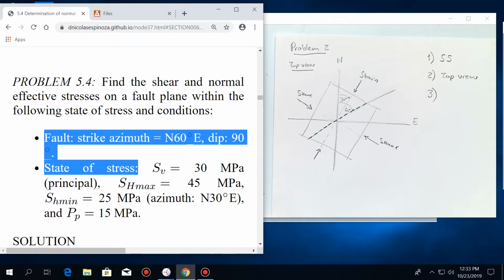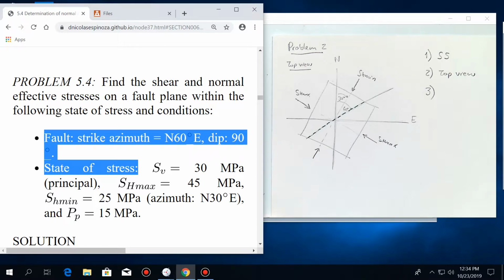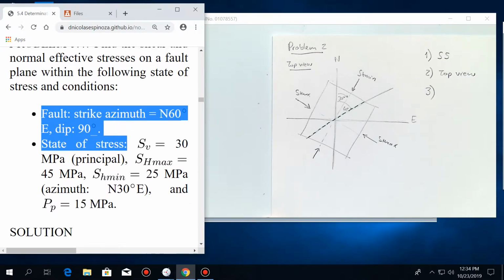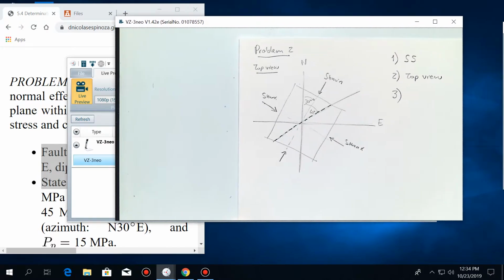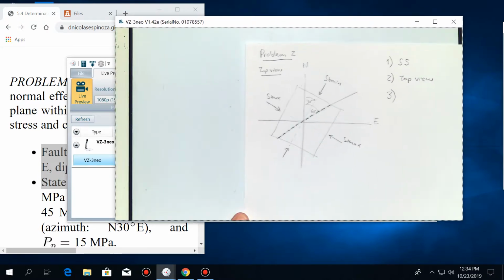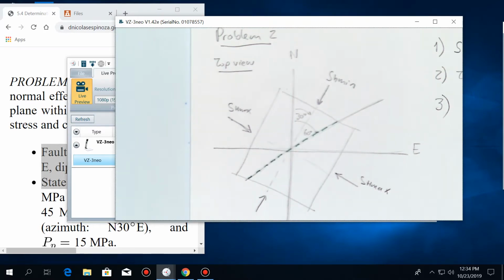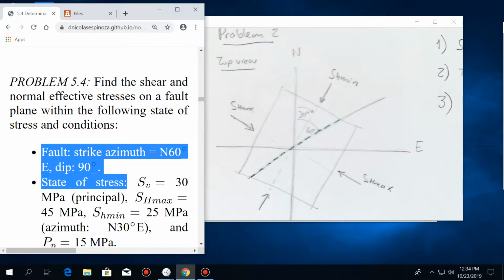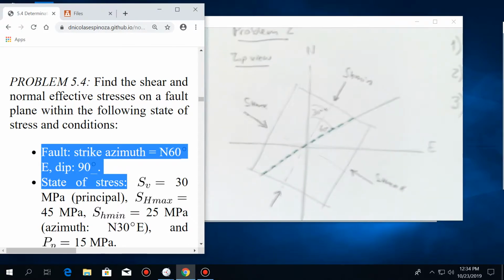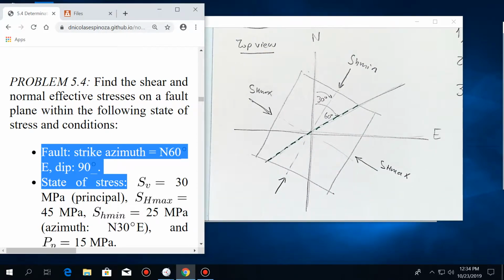Can you see that again in this case the vertical stress is not going to play any role in defining the shear stress and the normal stress, because it's in the same plane of the fault. So the fault is something like this, right? And whatever the value of vertical stress is not going to project on the fault, so it's not going to intervene at all.